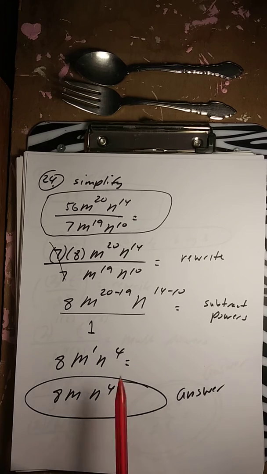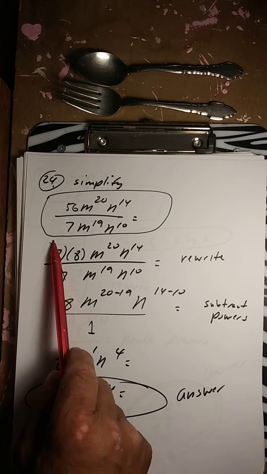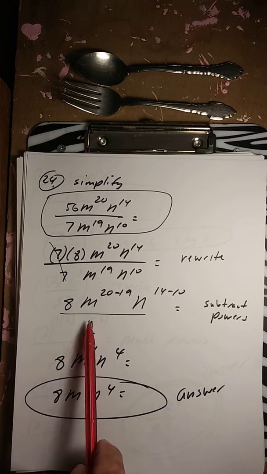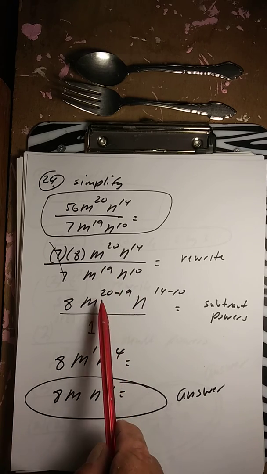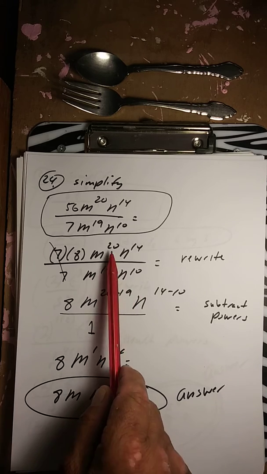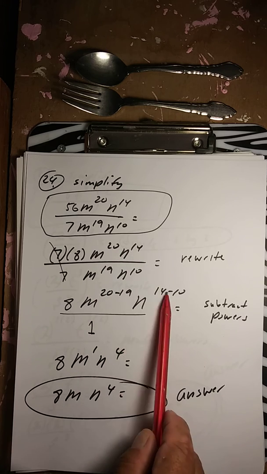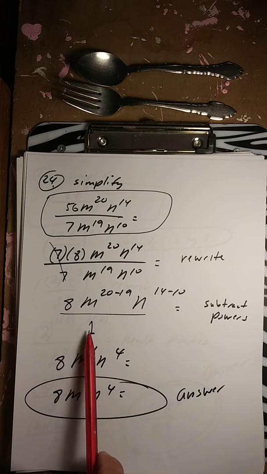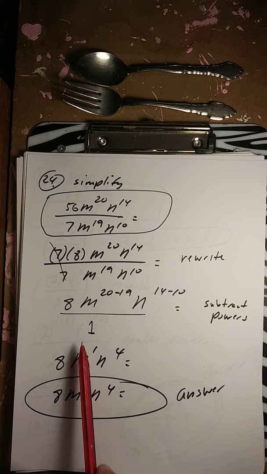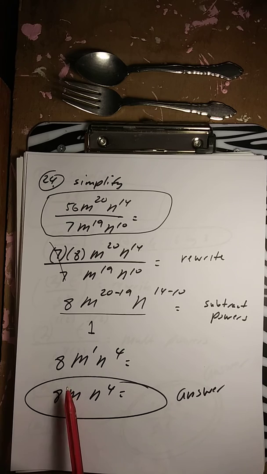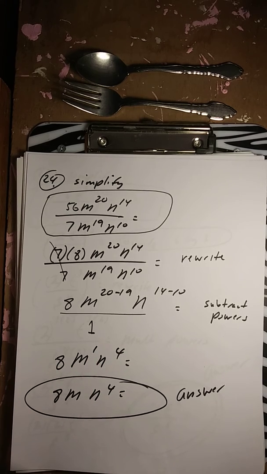Simplify this. So let's rewrite this. 7 times 8 is 56, we know that. So you know these are going to cancel. 7 divided by 7 is going to be 1, and 8 is still there. Now the powers, we're just going to subtract the little number from the big number. Big number is 20, so 20 minus 19, 14 minus 10. So now we have m to the 1, n to the 4 over 1, and then get rid of the 1, you don't need it. So 8m to the 1 and 4 is 8m and 4.